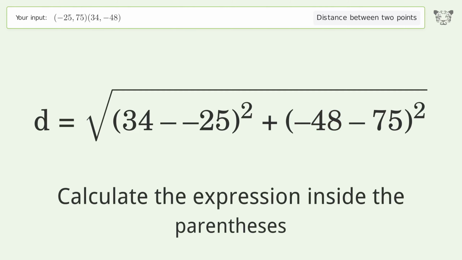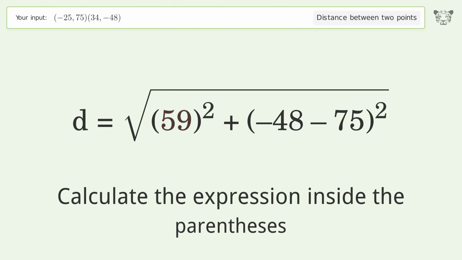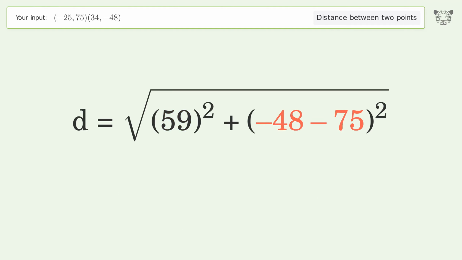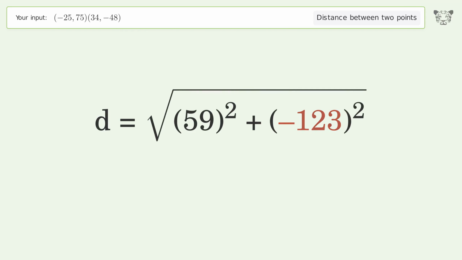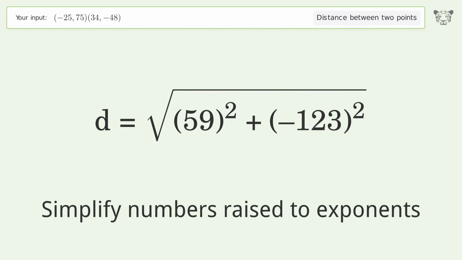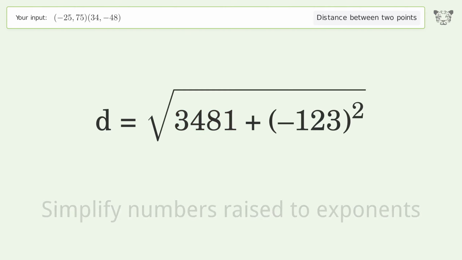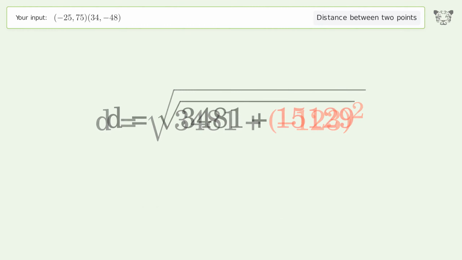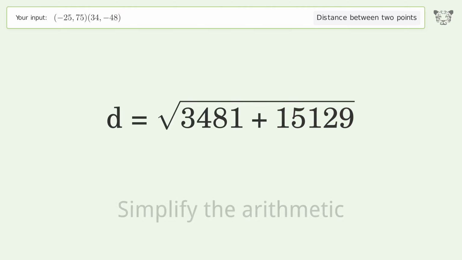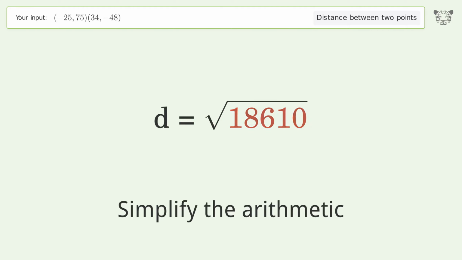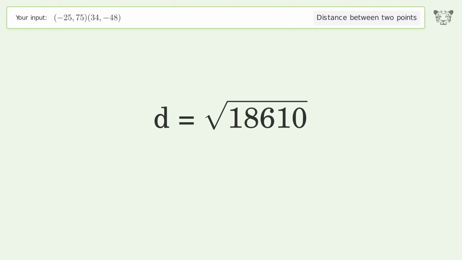Calculate the expression inside the parentheses. Simplify numbers raised to exponents. Simplify the arithmetic. And so the distance between the 2 points is the square root of 18,610 or 136.418.